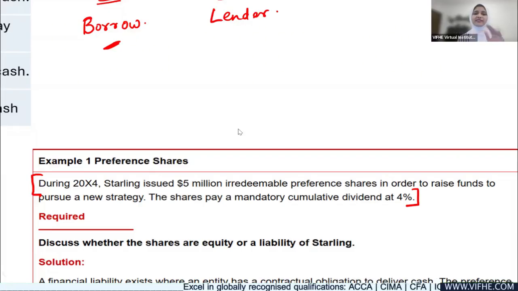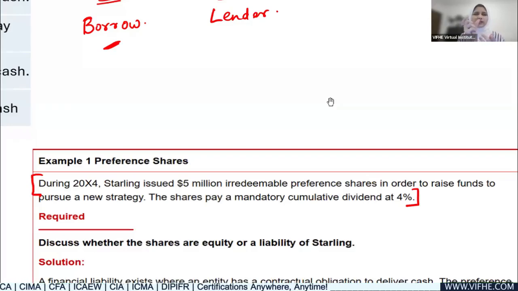So till now everyone is telling me liability, nobody's telling me equity. Great that everyone is in consensus here and there's no confusion at all. But tell me the reason why. Why did you all say that it's a liability? What is that one term which makes you all say that this is a liability? Just one term in this question.